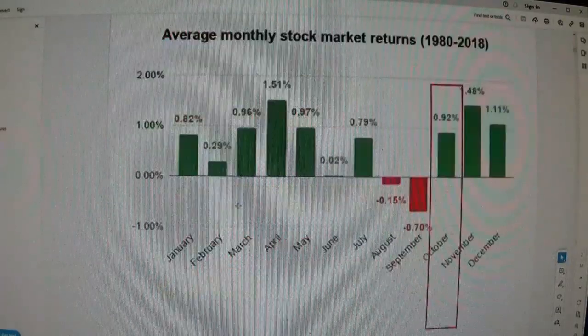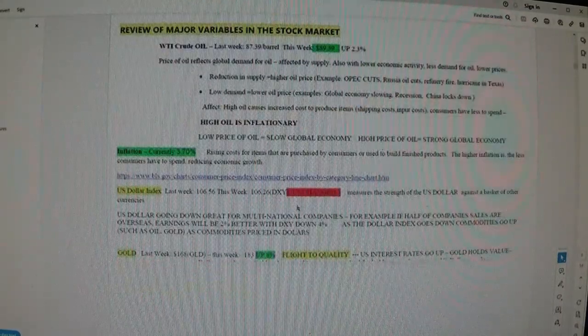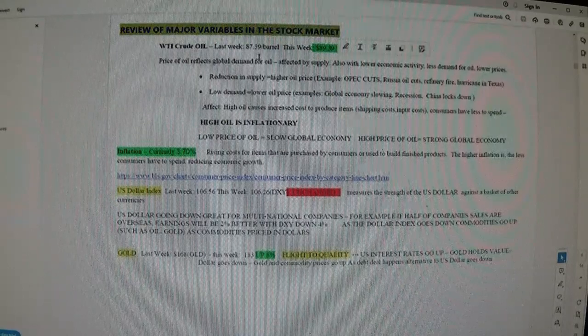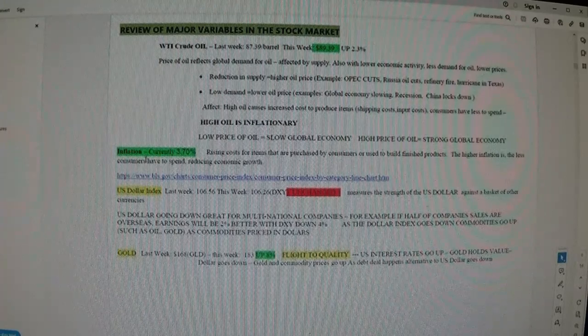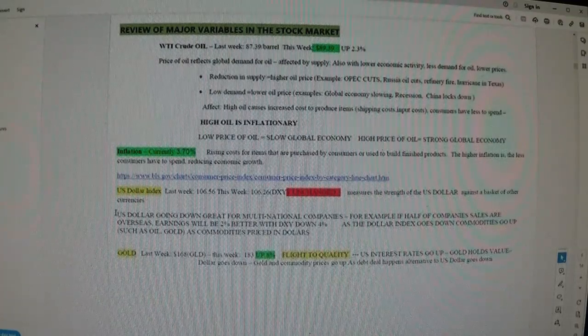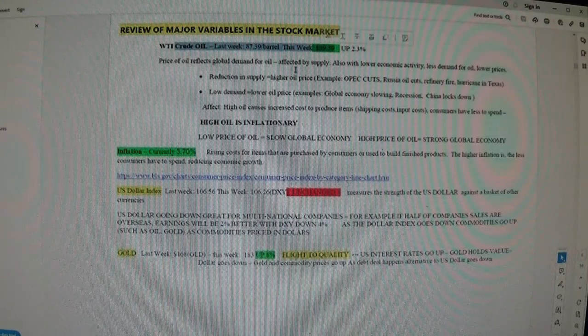Okay, let's see. Look at the major variables. So I keep track of the major variables affecting the stock market because every day we have news that comes out that says, oil is up today. What does that mean? How does that affect the stocks we're following? And so each one of these major things we're following has an effect on the stock market. So oil is one of the biggest input costs in making products because you have to deliver things, and that takes oil.